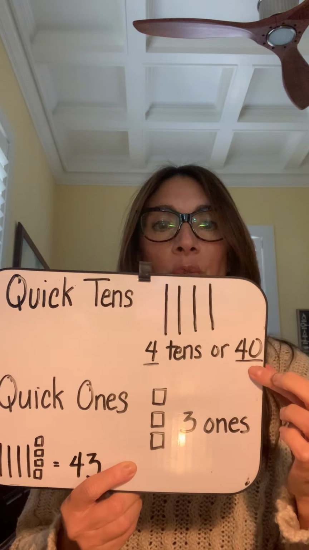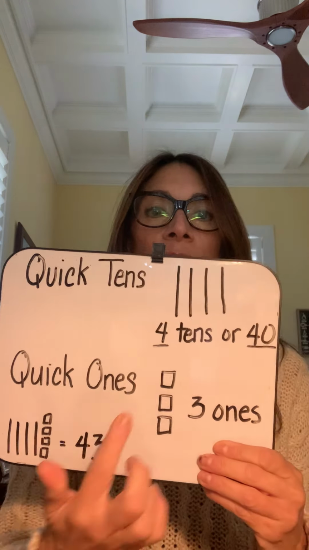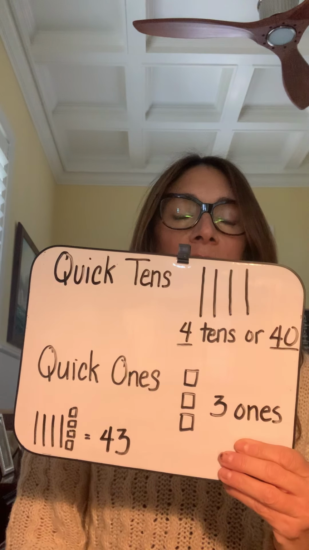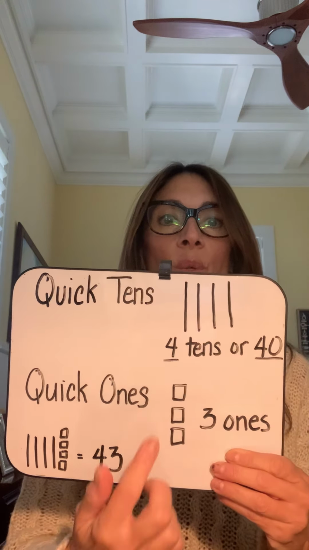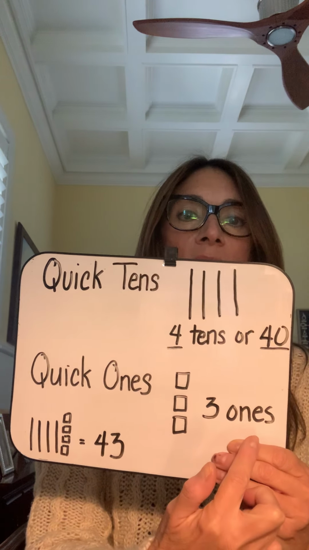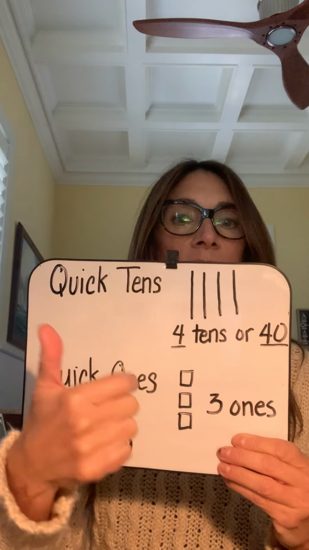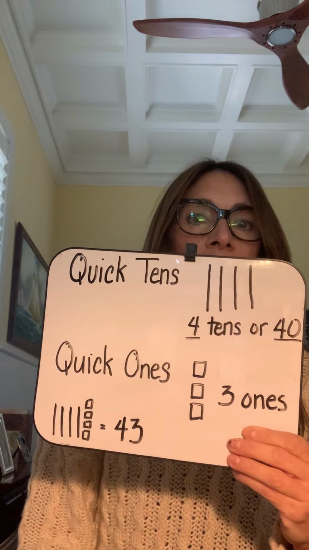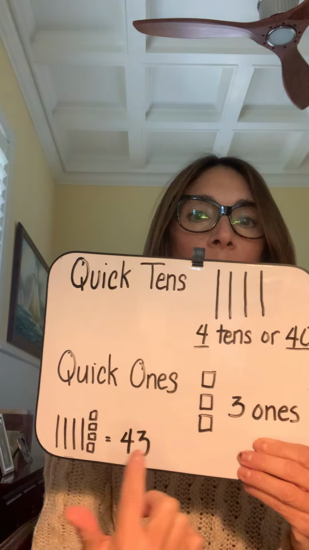You would say 40. So quick ones is simply little cubes or little circles, individual ones, because there's not enough to make 10. So this little model here would show 3 ones. And 3 ones is simply 3. 1, 2, 3. So let's say I wanted to combine the 4 tens with my 3 ones, and I did it right here.